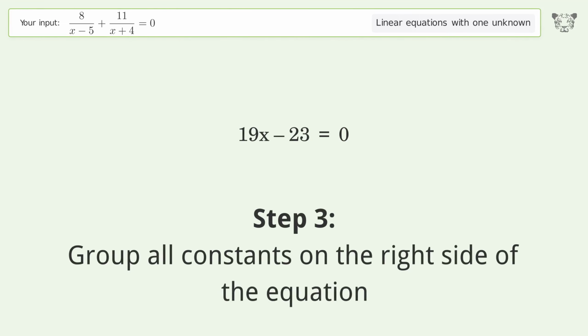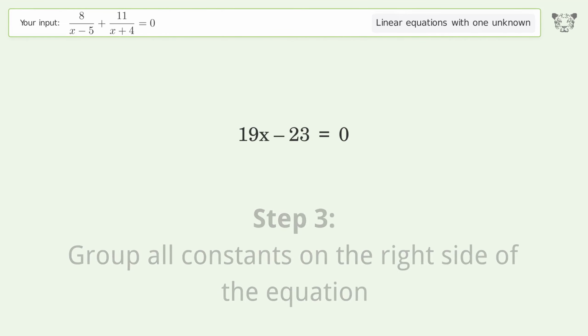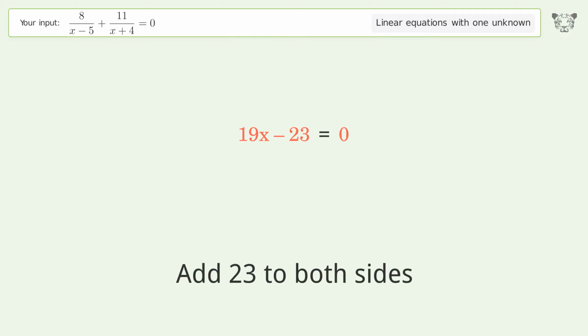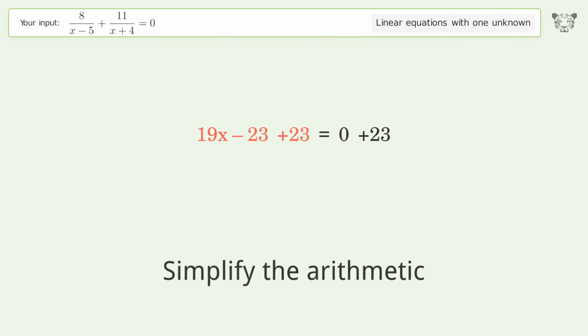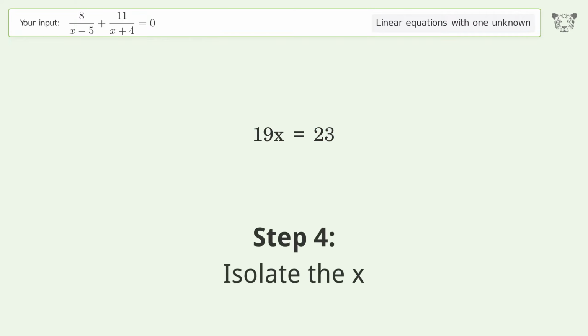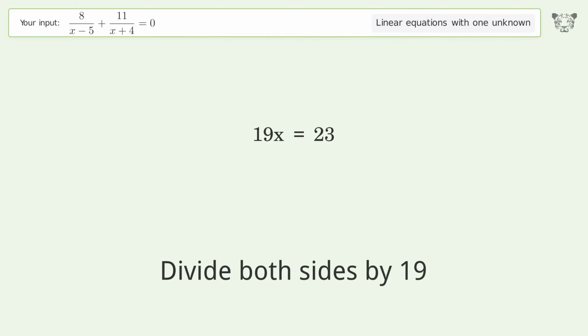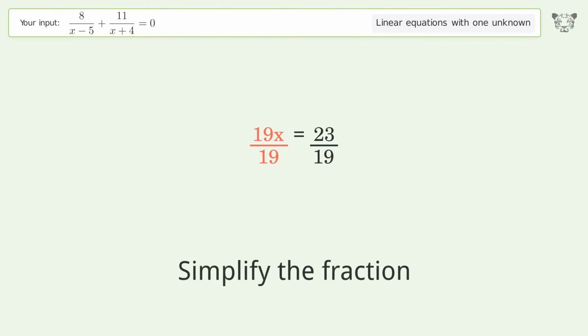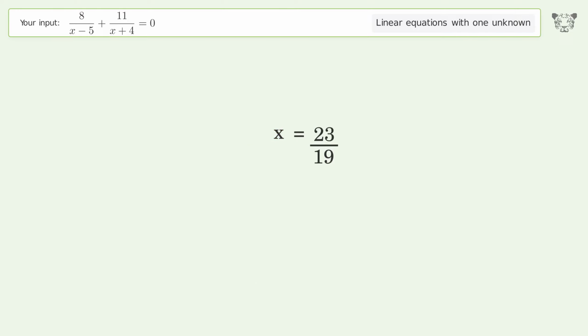Group all constants on the right side of the equation. Add 23 to both sides. Simplify the arithmetic. Isolate the x. Divide both sides by 19. Simplify the fraction. And so the final result is x equals 23/19.